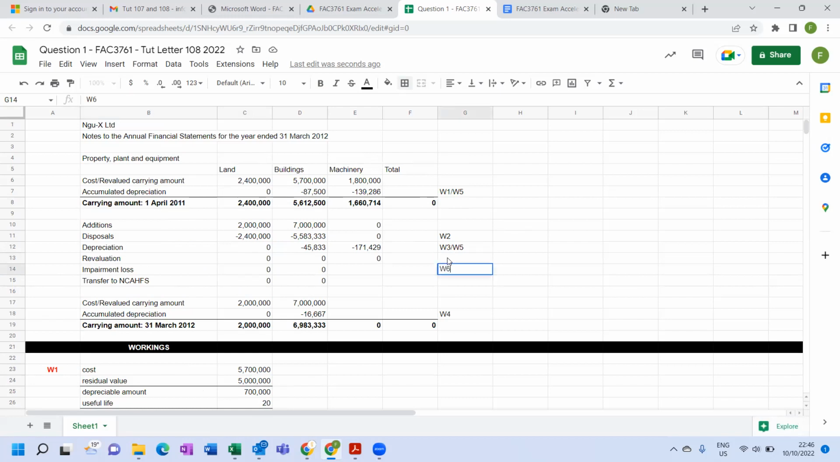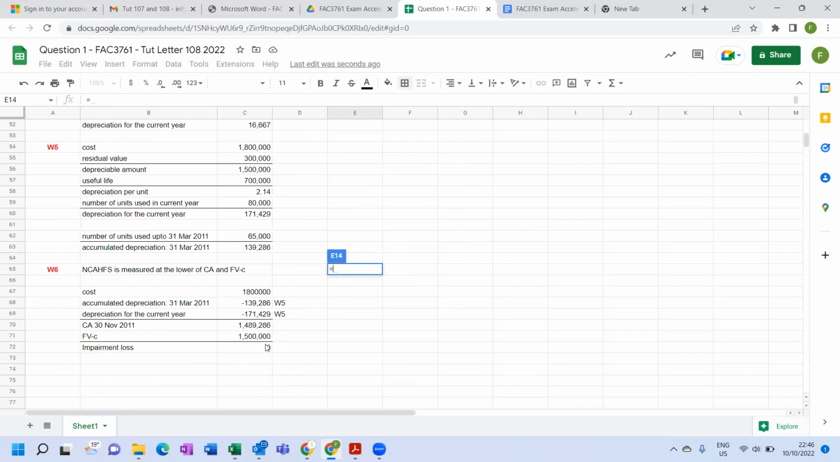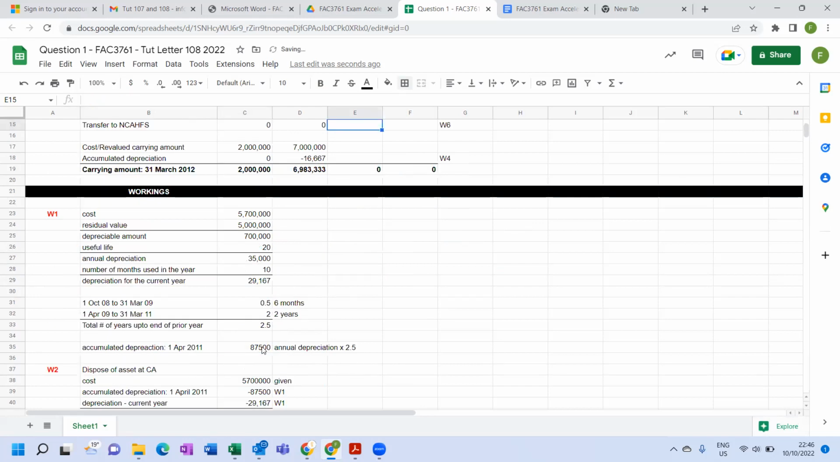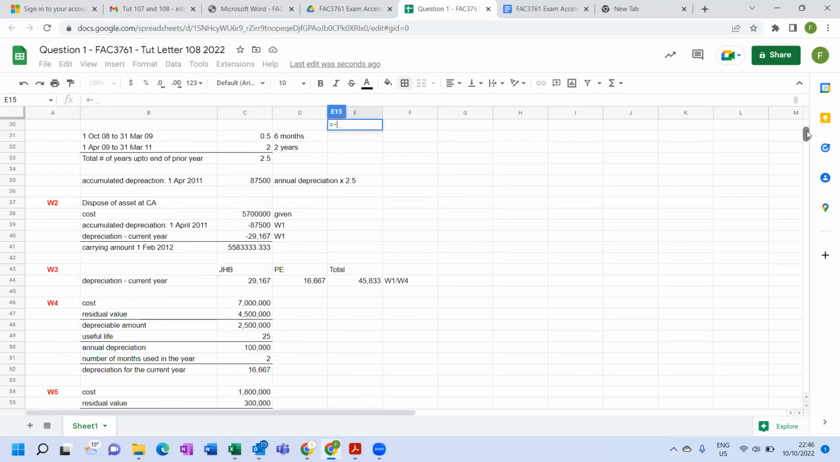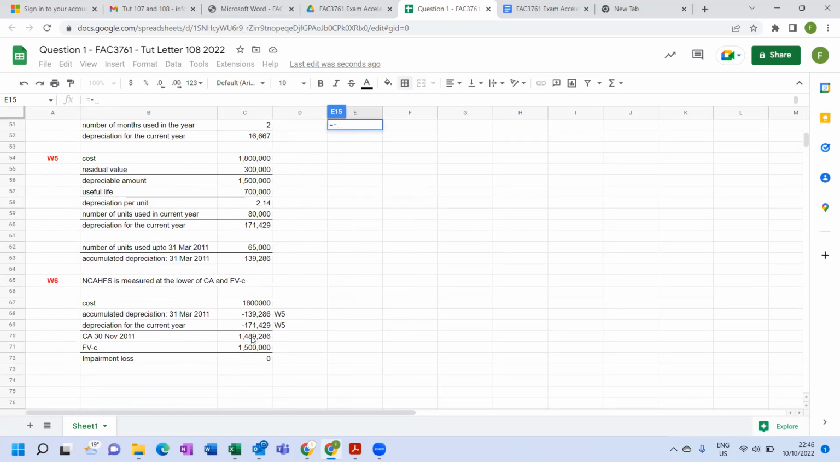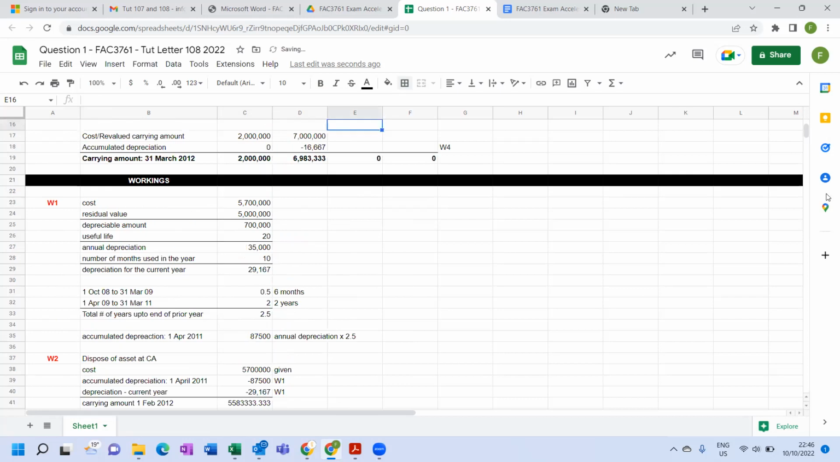So working 6 will show me impairment is 0. Okay, maybe I'm going to just do that. Equal. And working 6 will also show me what I must transfer. Okay, 148. I must transfer that.